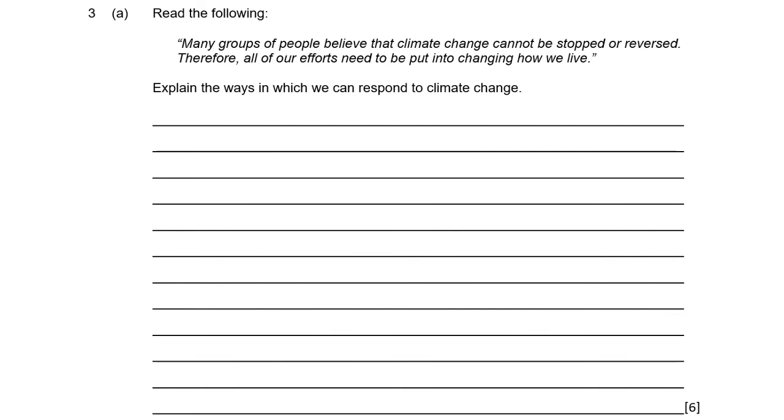Therefore, all of our efforts need to be put into changing how we live. And of course, that's adaptation. So with mitigation and adaptation in that statement there, that's what our answer needs to be focused around. Explain the ways in which we can respond to climate change. And of course, from that question, we've got two ways, which is mitigation and adaptation.